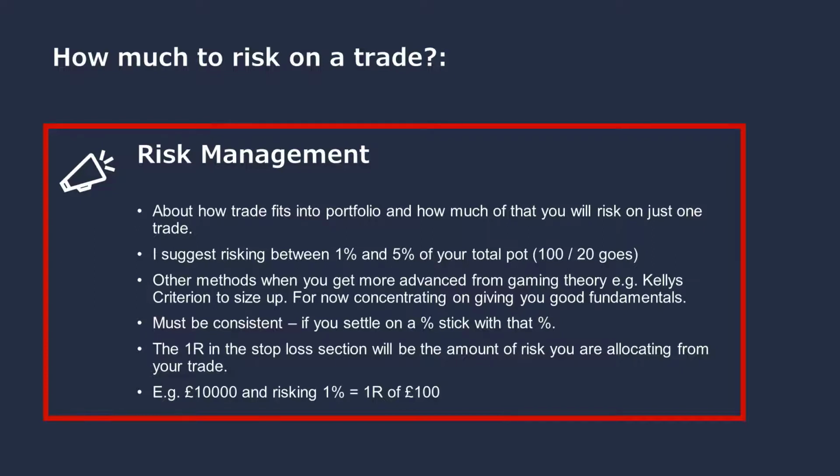But for now, I think you need to concentrate just on the fundamentals, and you've got to be consistent. So if you say you're going to risk 1%, then you stay with that 1%. You make it part of your trading plan. And the 1R that we talked about in the stop loss section will be the amount of risk you're allocating from your trade. So for example, if you have a trading pot of £10,000 and are risking 1%, 1R has to be £100. So you fit that into your stop loss methodologies.